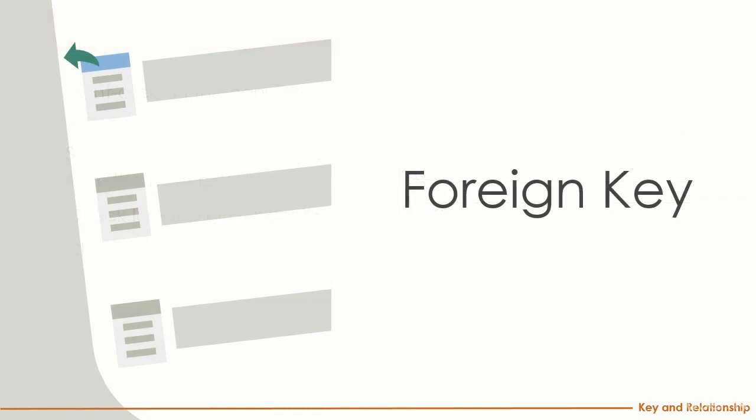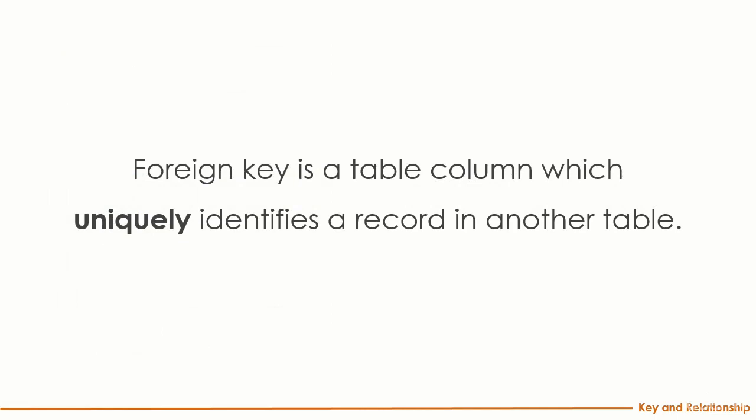After talking about the primary key, let's talk about the foreign key. A foreign key is a table column. Again, it's a table column, and it is used to identify a record in another table, where that record's primary key lives.